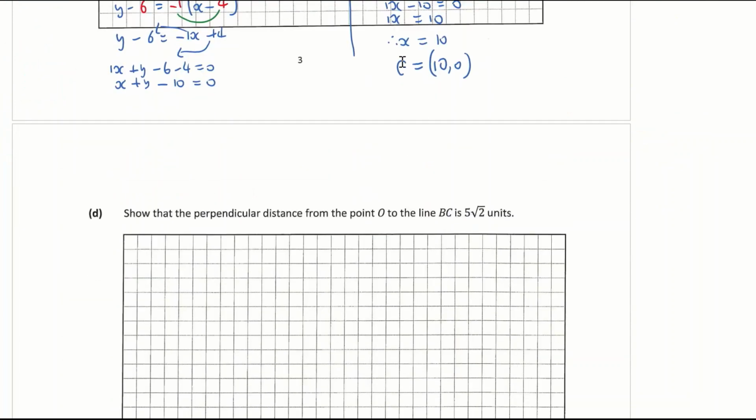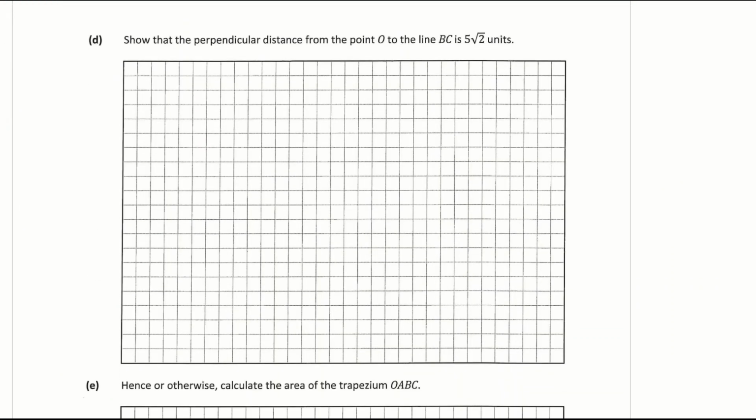Now looking at part D, show that the perpendicular distance from the point O to the line BC is 5 root 2. So O is the origin, which has the coordinates of (0, 0). And BC is the equation of the line which we just found, x plus y minus 10 is equal to 0. The perpendicular distance formula is given in my log tables as the modulus of A times x1 plus B times y1 plus C, all over the square root of A squared plus B squared. So that's coming from my log tables.